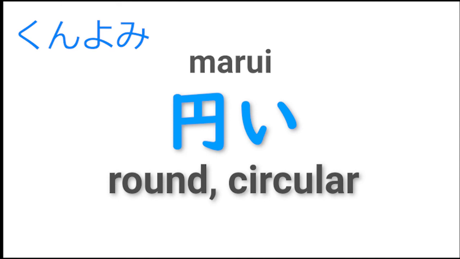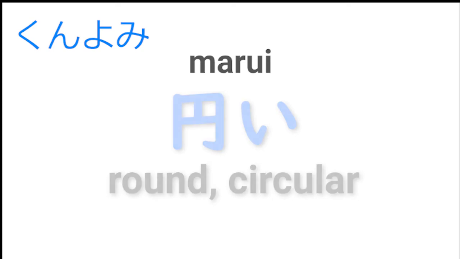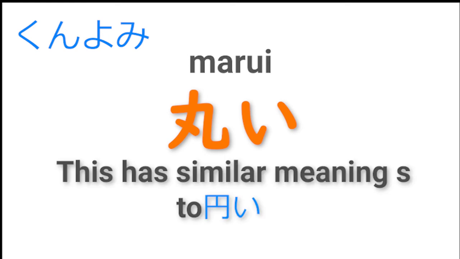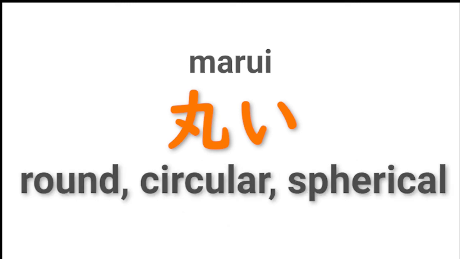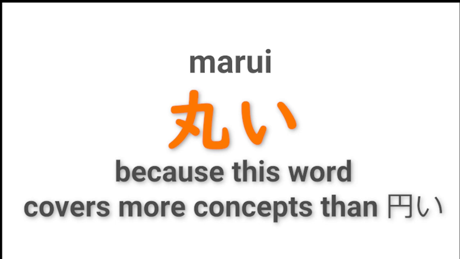The kunyomi example is 丸い, meaning round, circular. There is another kanji to write 丸い. This has similar meanings to 丸い, which is today's kanji. This 丸い means round, circular, spherical. I myself use this kanji to write 丸い because this word covers more concepts than the first one.